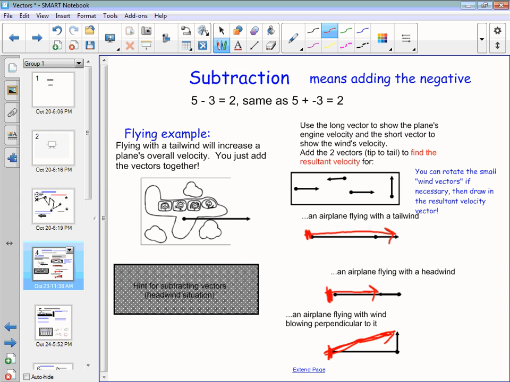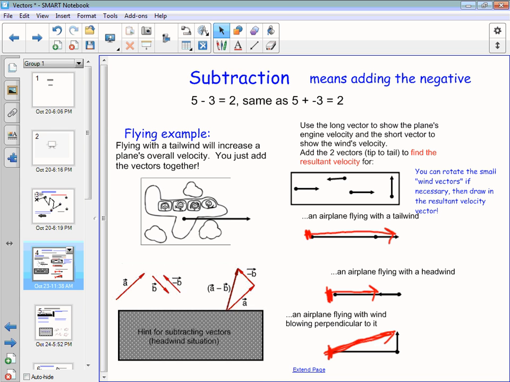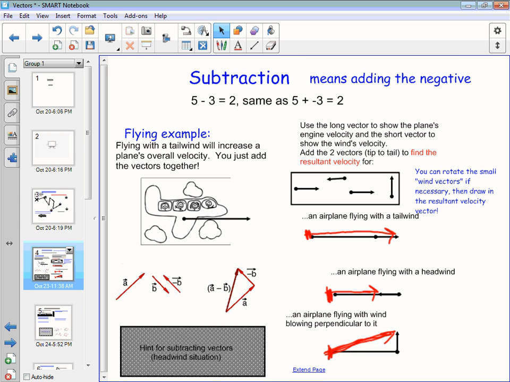Okay. All right, so notice how those are comparing? When we're adding the vectors, of course, the resultant is getting nice and big. Subtracting them is getting smaller and such. Okay? Hint for subtracting vectors. What we're supposed to be seeing here is the whole subtraction is really just adding the negative.